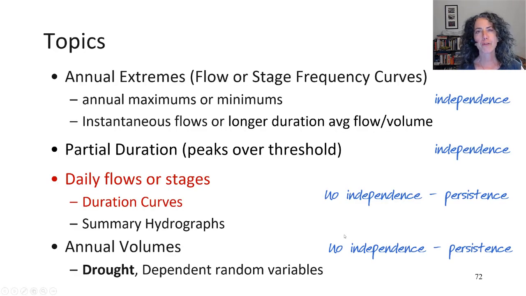So now we're going to get away from looking at the extremes of our data set and go back to working with all of the data. Working with daily flows, we're no longer able to make the assumption that our data points are independent of each other. The flow today is very closely related to the flow yesterday, and a reservoir stage even more so. So these daily or shorter values are persistent. Right? So we can't simply do a frequency analysis of our data points to estimate probability.